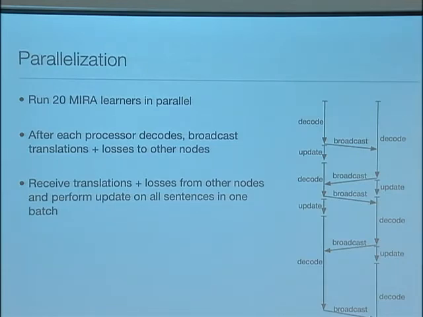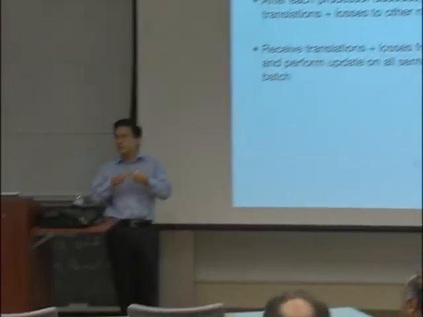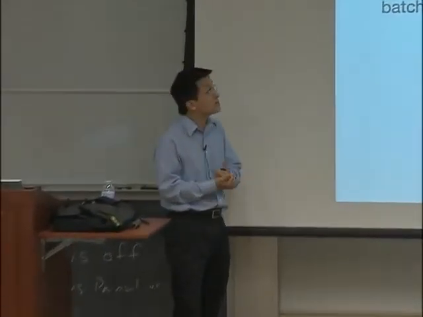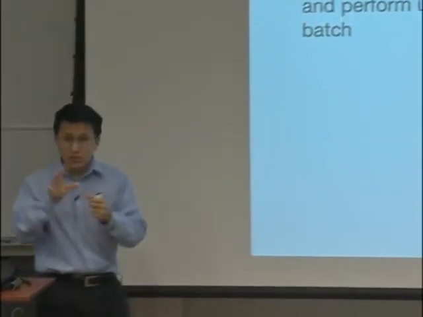OK, so the other improvement that I mentioned that we're making to MIRA is parallelization. And parallelizing MERT is pretty easy. You just decode sentences on lots of parallel processors. And then the actual feature tuning involves random restarts. So you do random restarts on different processors. So that's really easy.